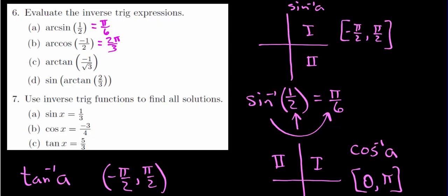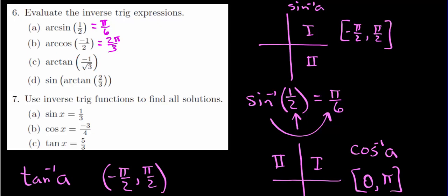2 pi over 3. That's where cosine is negative 1/2. Now, arc tangent. Now we have 1 over the square root of 3. That means you divide sine by cosine. So you had 1/2 divided by square root of 3 over 2. You end up with the square root of 3 on the bottom. That means the sine was the 1/2 and the cosine was the square root of 3 over 2. That's the way you can think about it.